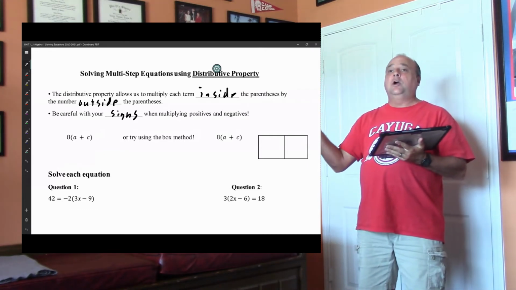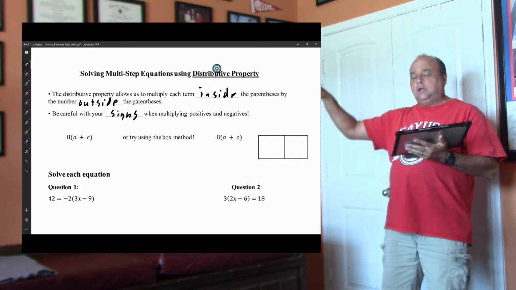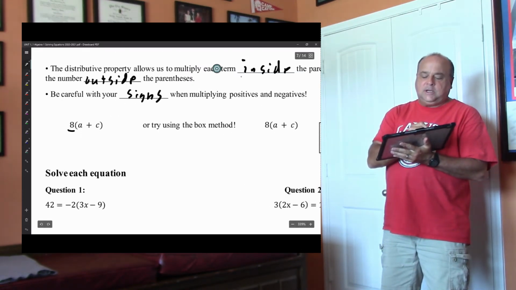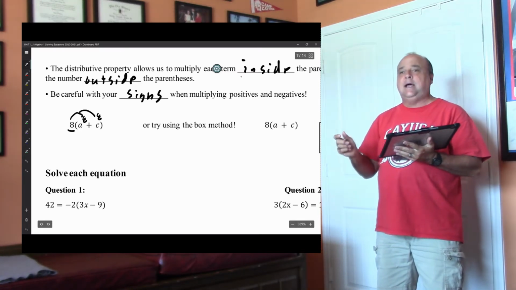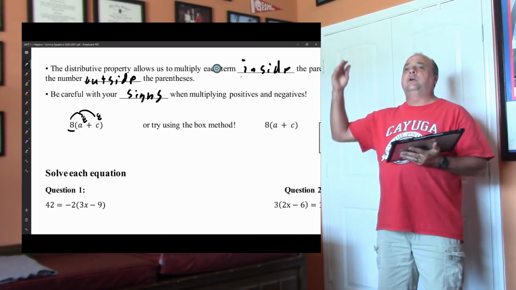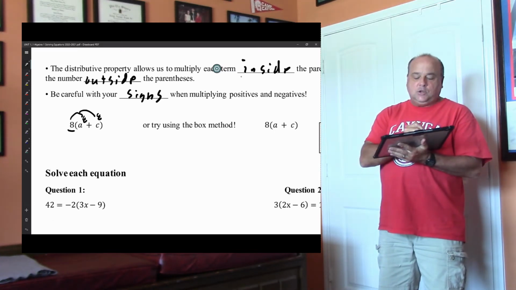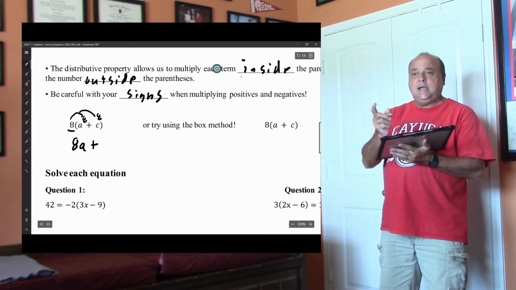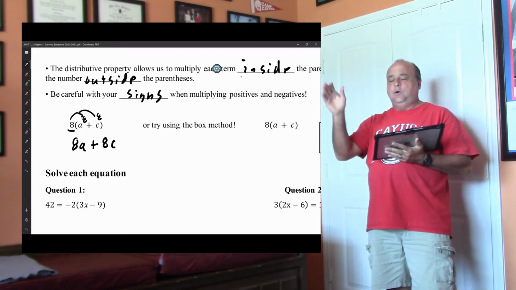And remember, I've already taught you about this. You got the bluebell truck, right? And the bluebell truck goes to every term inside. So this problem right here, our bluebell truck is 8, and that bluebell truck is going to go to every term inside. And then when you multiply, you're going to do sign, number, letter, maybe exponent. So this problem right here, 8 times A is 8A, plus 8 times C is 8C. Put the sign, the number, and the letter.